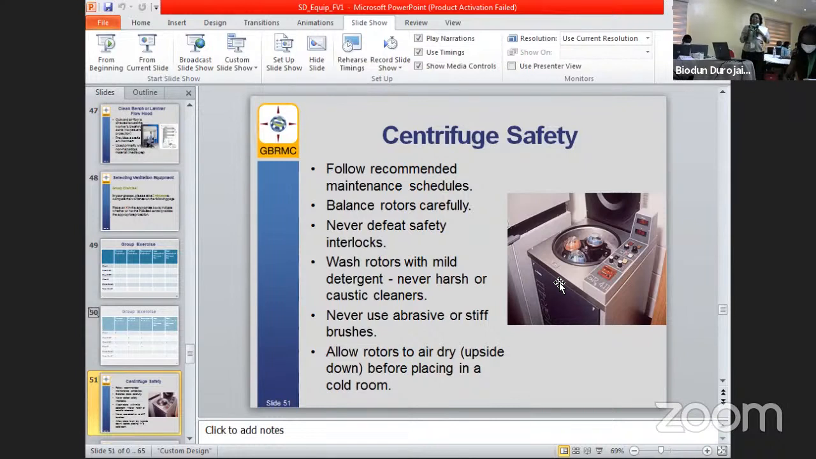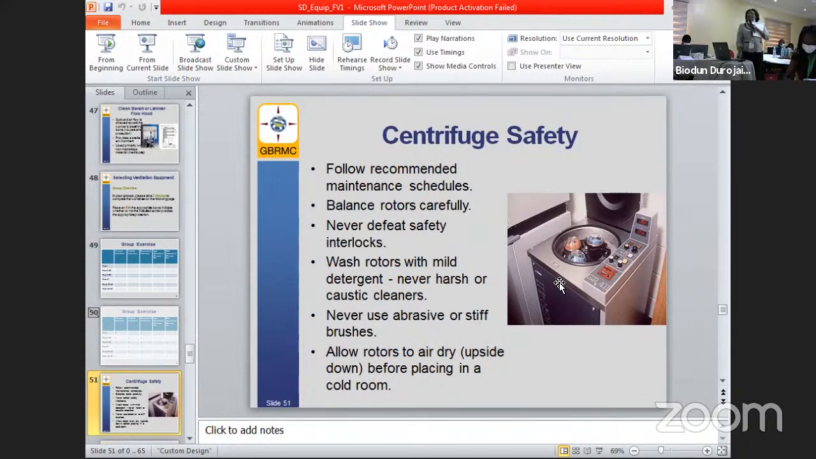Wash rotors with mild detergent. Never harsh or caustic cleaners. Never use abrasive or stiff brushes. Allow rotors to air dry outside, or upside down before placing in the cold room. Okay, this is simple. We don't need to spend time here. And we're still talking about centrifuge safety here.